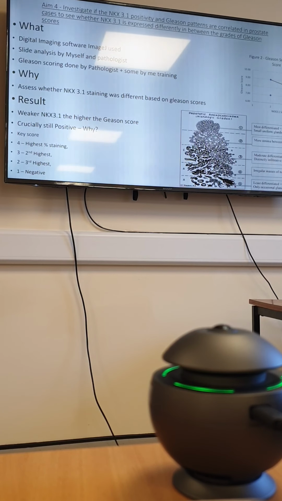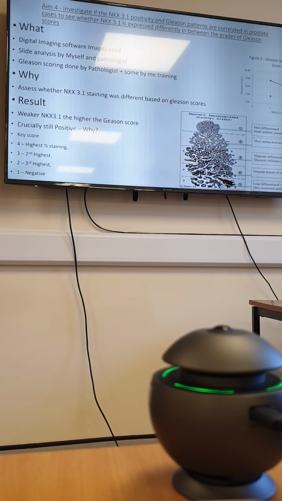You can see that diagram there, so these are nice cells, and as you go down the Gleason scoring, the cells lose their shape, their structure and their function until it becomes just absolute rubbish. It's just all over the place. Basically the weird result was NKX. Oh, that's here as well, that's good timing. It wasn't a strong correlation, but we did show that the NKX scoring was actually weaker the higher the Gleason score.